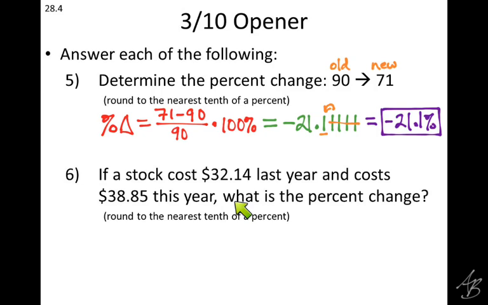The next problem is the exact same type of problem. It's just written out as a word problem. So we have a stock price that cost $32.14 per share last year, and this year it costs $38.85 per share, so the price went up, right? We want to know for every $100 that we have invested in this stock, how much money we're going to make. Or I should say how much money we made.